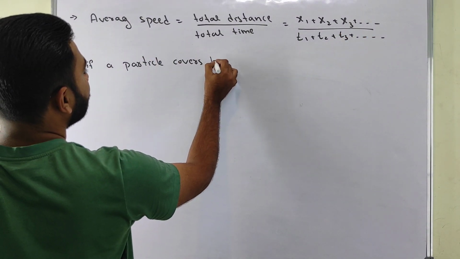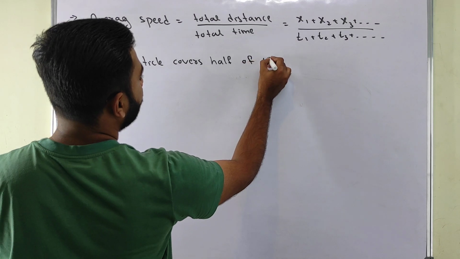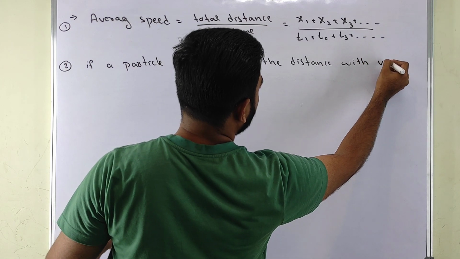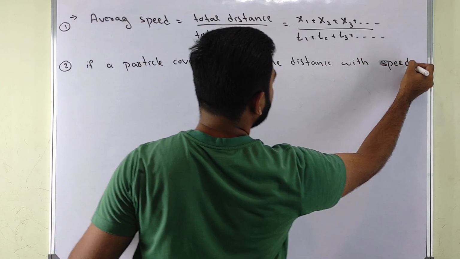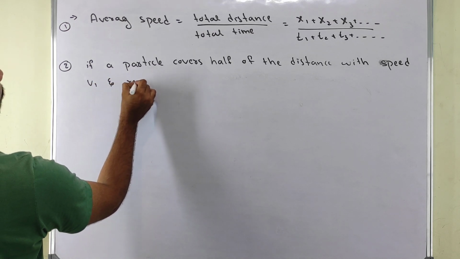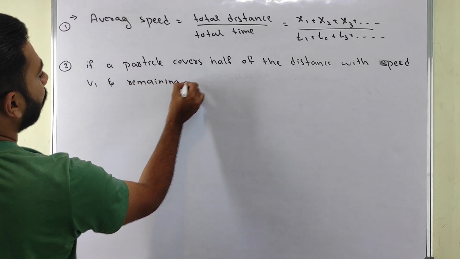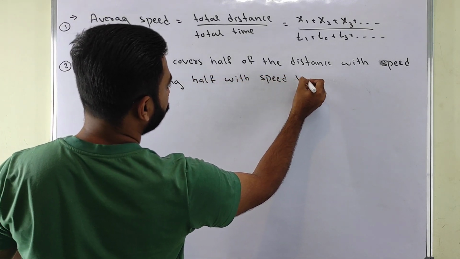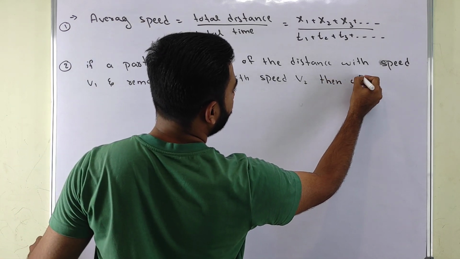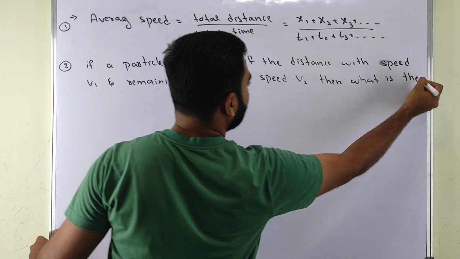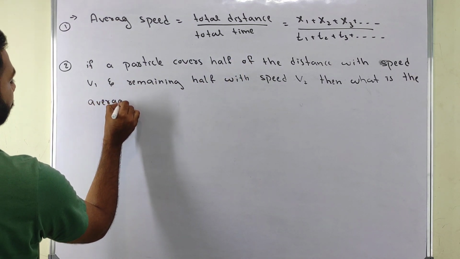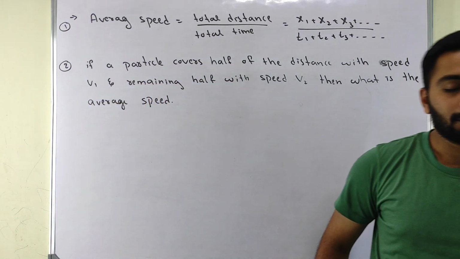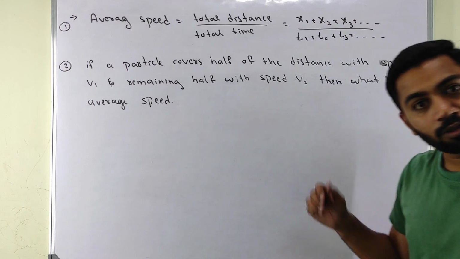If a particle covers half of the distance with speed v1 and the remaining half with speed v2, then what is the average speed? See, this question is as easy as it looks if you read it carefully.